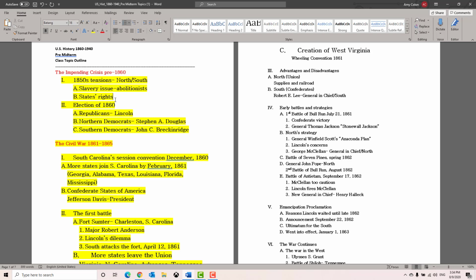All right, so the event that allowed tension to come to a head and kind of set us up for the Civil War was the presidential election of 1860.